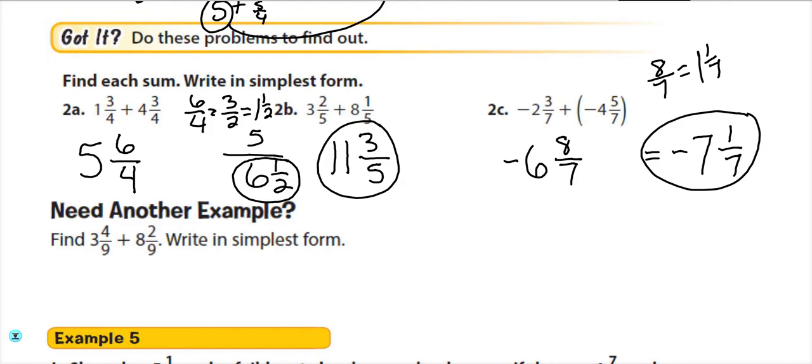So we have 3 and 4/9 plus 8 and 2/9. So we have 3 plus 8, which is 11. 4 plus 2, which is 6. And then we have 9. Okay. 6/9, that reduces down to 2/3, so the answer is 11 and 2/3. That one was easy. All right. Can't make it any easier than that. That's why I wanted you to try that one for sure on your own. Okay.